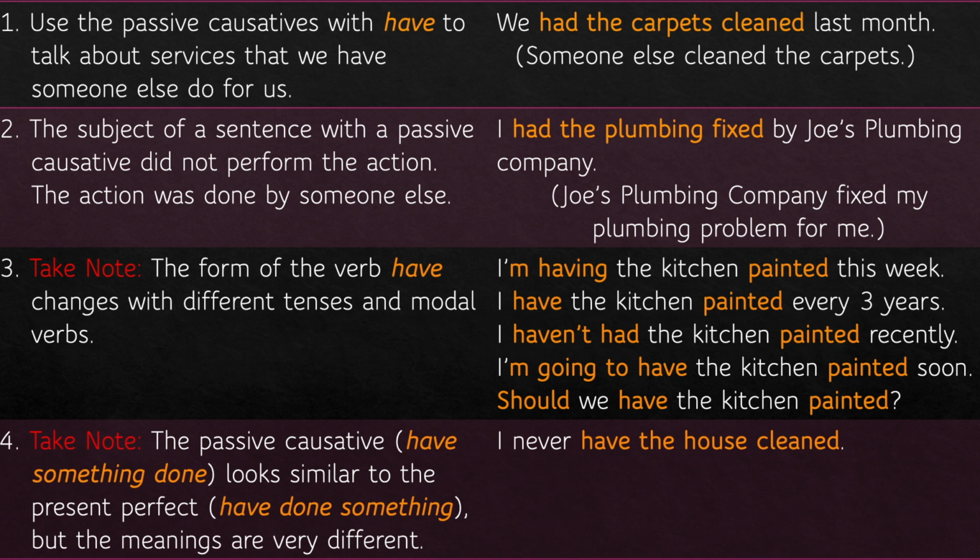And if I say, I have never cleaned the house, you better hope I'm paying someone else, because this means that I myself have never cleaned my house. I don't even want to think about what the house would look like if I never cleaned it, and I didn't pay someone else to clean it. Yuck. Another way to make the passive causative is to use the verb get. Here's what this one looks like.